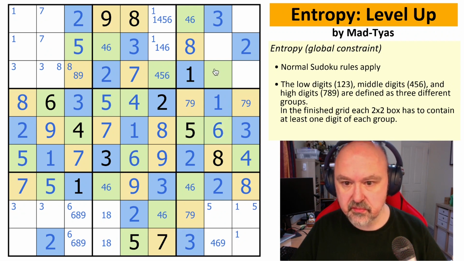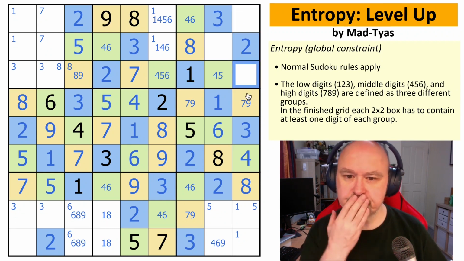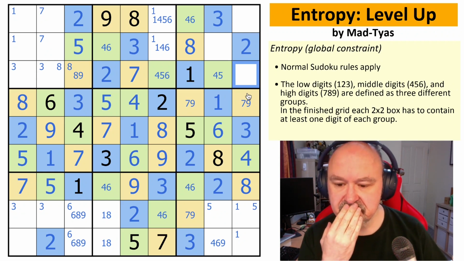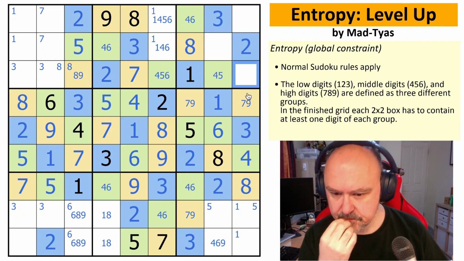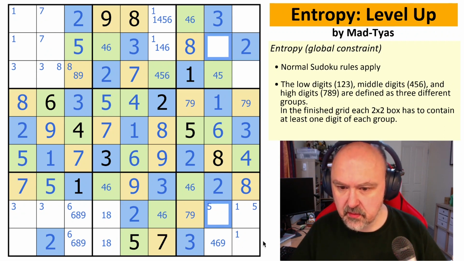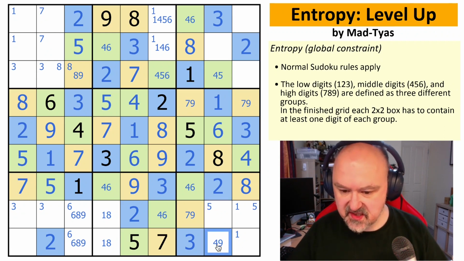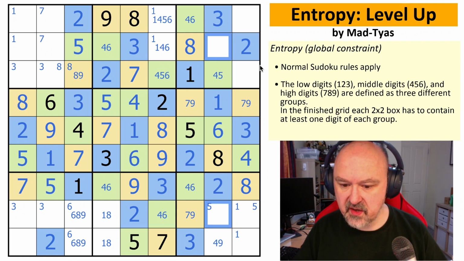This becomes a 4 or a 5. Now I need to place a green and a yellow in here. I also need to place... So this is now... There's no 6 here. So this is actually 1, 2, 3, 4, 5, 7, and 9.